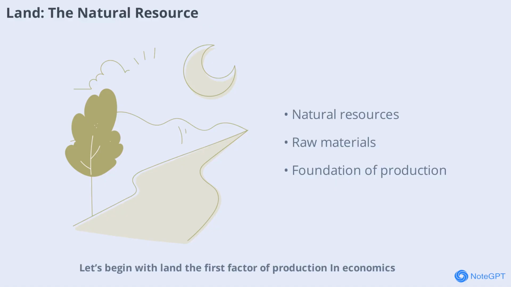In economics, land doesn't just mean soil or property, it includes all natural resources found in nature. This covers everything from minerals and forests to water and fertile fields. Land provides the raw materials needed for production, whether it's timber for construction or oil for energy. The availability and quality of land can greatly influence what an economy can produce and how efficiently it operates. Next, we'll see how labor transforms these resources into valuable products.